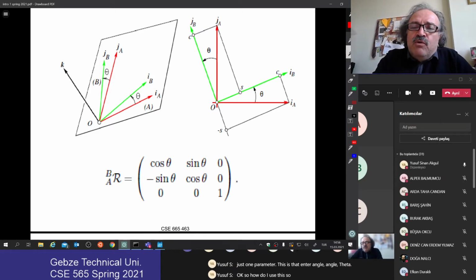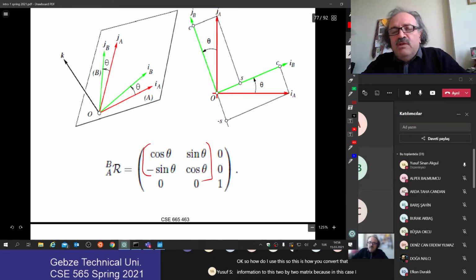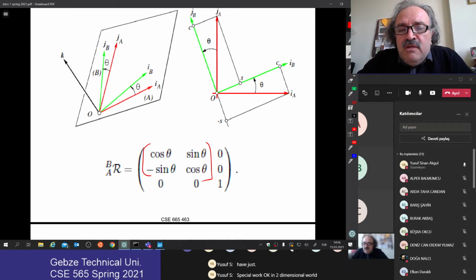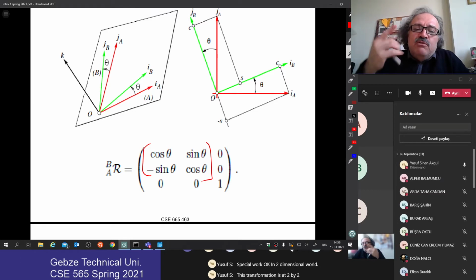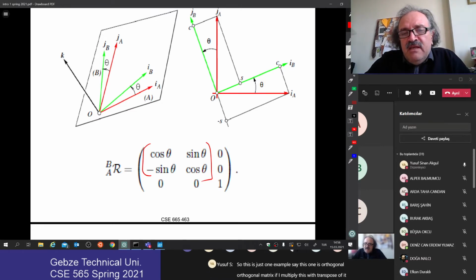So this is how you convert that information to this 2 by 2 matrix, because in this case I have just a two-dimensional world. In a two-dimensional world this transformation is just a 2 by 2 matrix, but there is only one number in this matrix, it is just theta. All the rest are derived from this theta. So this is just one example. See, this one is an orthogonal matrix. If I multiply this with its transpose, it is cosine times cosine squared, right? And then cosine theta times sine theta, and it's going to be 0.